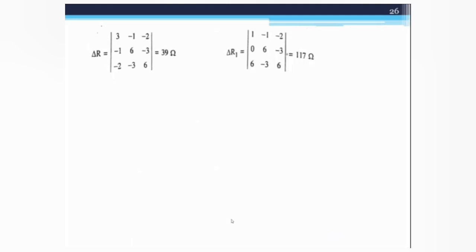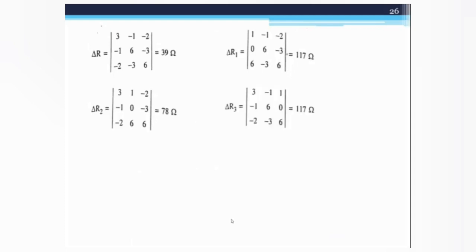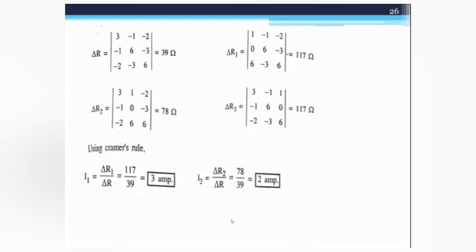D is 39 ohm, D1 is 117 ohm, D2 is 78 ohm, and D3 is 117 ohm. So I1 equals D1 by D, it is 117 by 39, it is 3 ampere. I2 equals D2 by D, it is 78 divided by 39, it is 2 ampere. And I3 equals D3 by D, it is 117 by 39, it is again 3 ampere. So this is the mesh analysis, right? By applying the mesh analysis, we can find the mesh current values I1, I2, and I3.